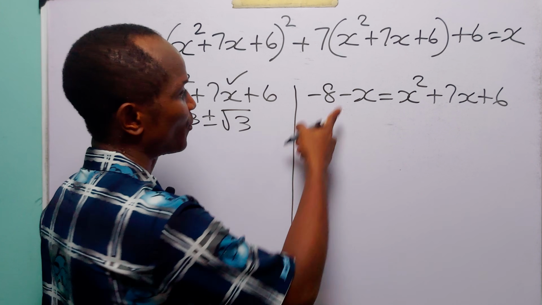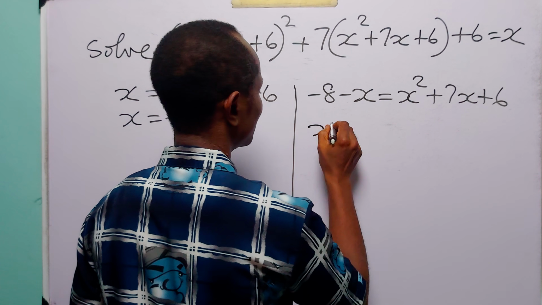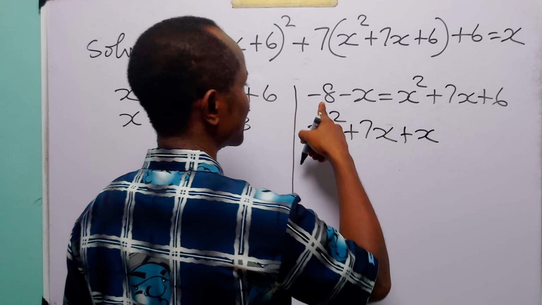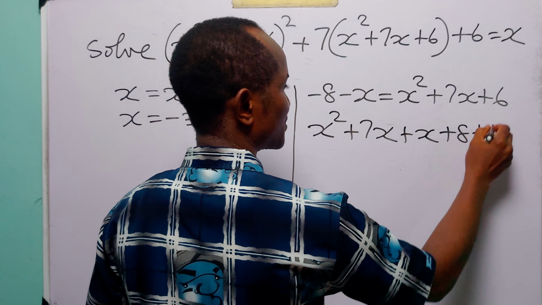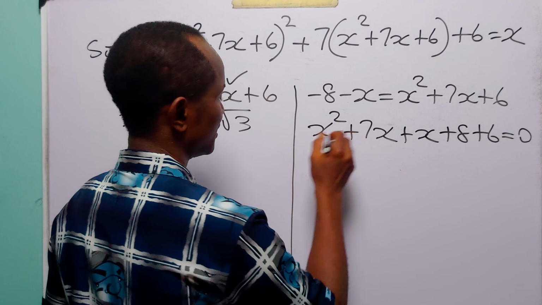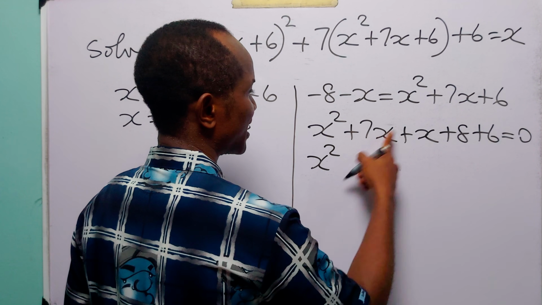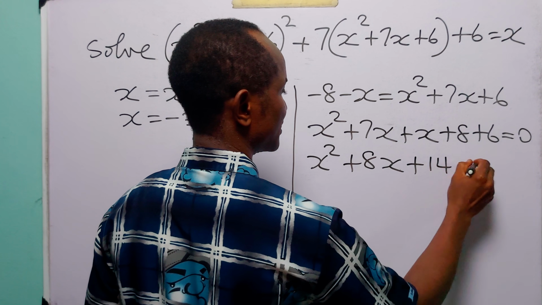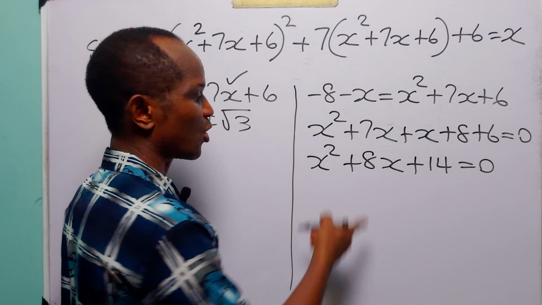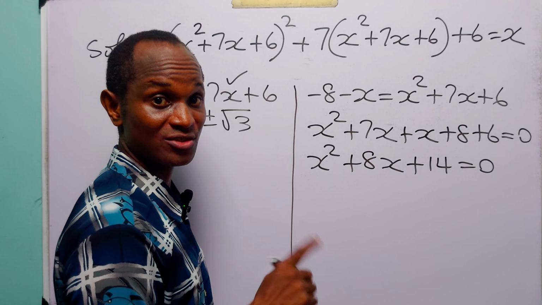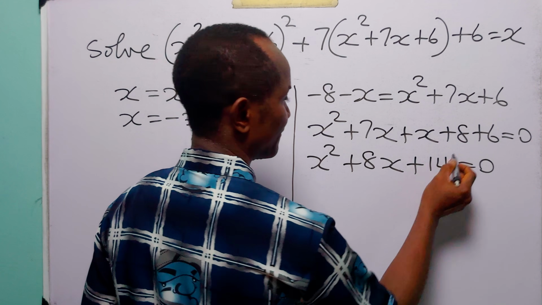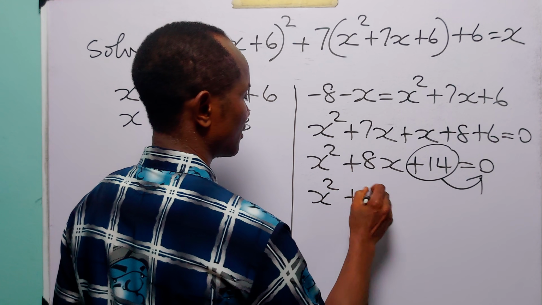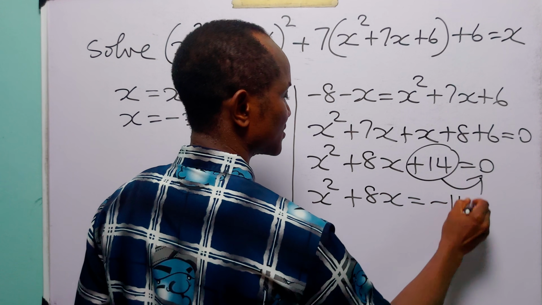And in the second case, when we rearrange this quadratic equation, we have x squared plus 7x plus x plus 8 plus 6 is equal to 0. We have x squared, 7x plus x is 8x. 8 plus 6 is 14, and this is equal to 0. Once more, we cannot solve this quadratic equation by factorization, so let us solve it by completing the square. We move this over to the right. We have x squared plus 8x is equal to minus 14.